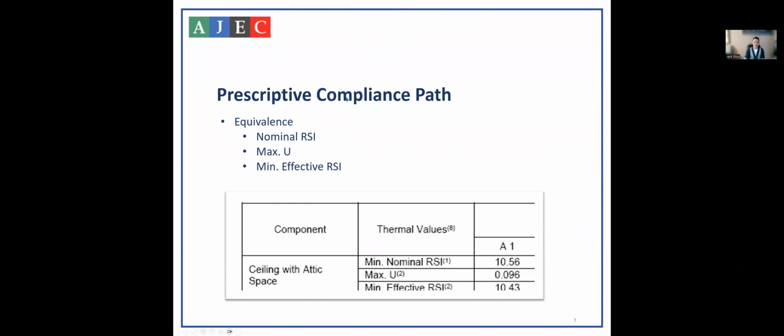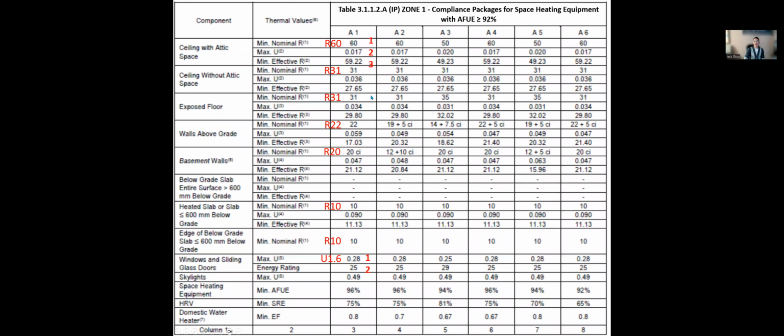On the reference house, we talked about last time that you need to comply with the prescriptive path, right? Remember on the prescriptive path, you have packages A1, A2, A3, A4, A5, A6, and there are different ways to comply. The way to comply with these packages is you go nominal, maximum, or minimum effective RSI. So these three options. Either one of them will get you to the prescriptive path compliance. Last week, we went through this table to show how we get to meeting different compliance options.